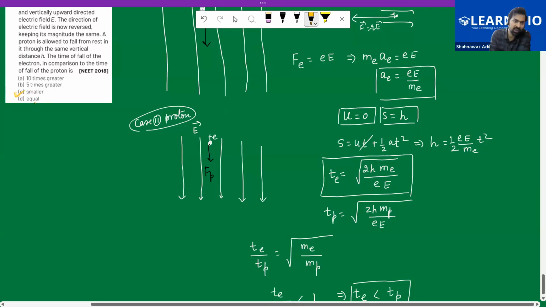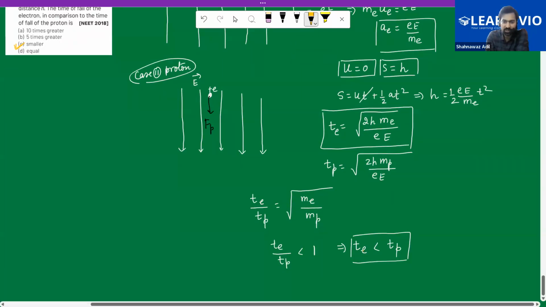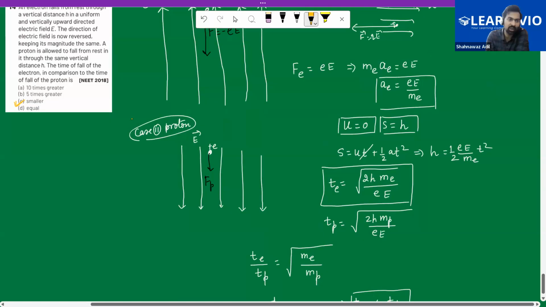They would not be equal because that is dependent upon the mass. The electron is not taking greater time, right? Time is faster, so time is smaller. It will take smaller time for the electron to cover this distance h, right? So the electron will take a shorter time. So the time of the electron would be small. Is it clear for you?